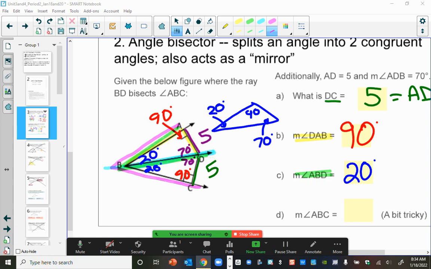So how many total degrees is ABC? With 20 on the top, 20 on the bottom, the grand total must be how many degrees? 40. You're just adding them up. Just there, 20 plus 20. That's all you're doing. That's all we gotta do. Just add them up, 20 plus 20.